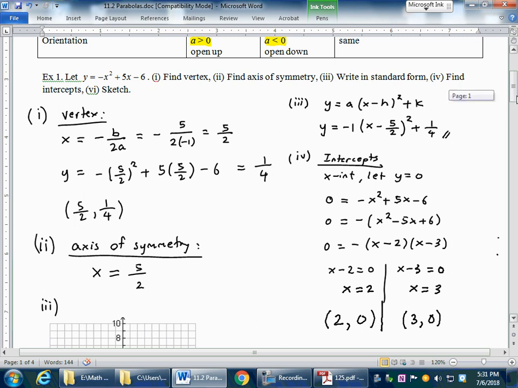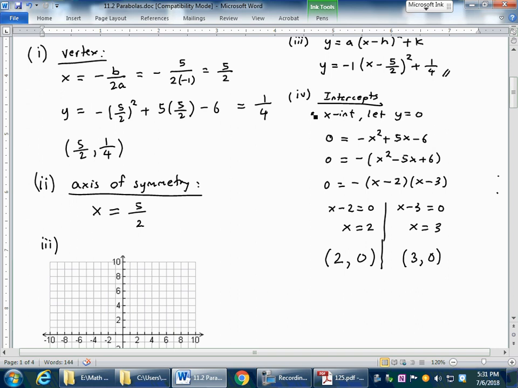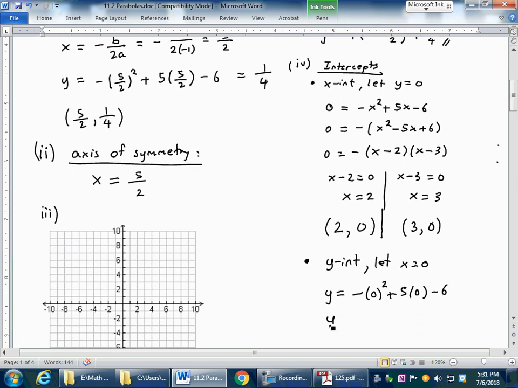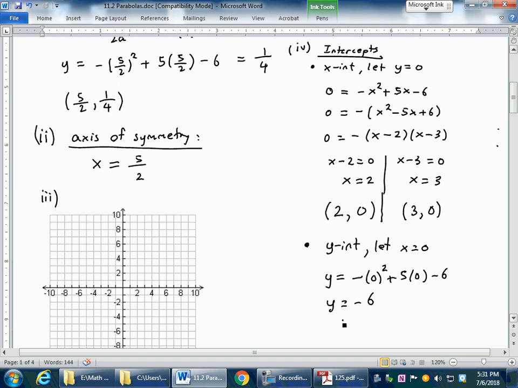And lastly, finding the y-intercept. Let x be equal to 0. So y is equal to, substituting into the equation, 0 squared plus 5 times 0 minus 6. Therefore, I got my y as -6. Write it down in ordered pair format, which is going to be 0, -6.